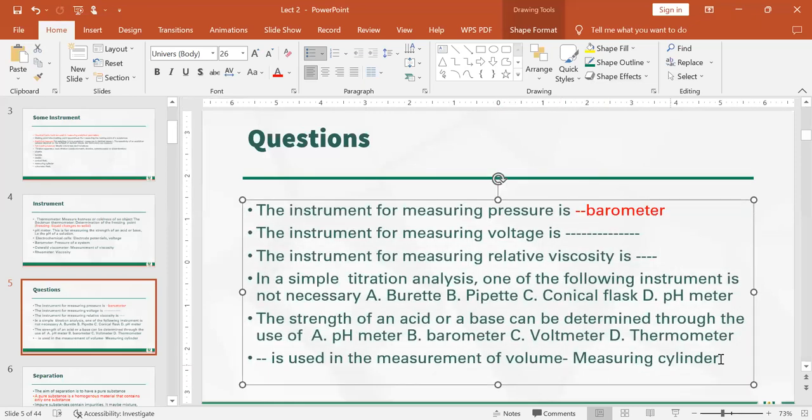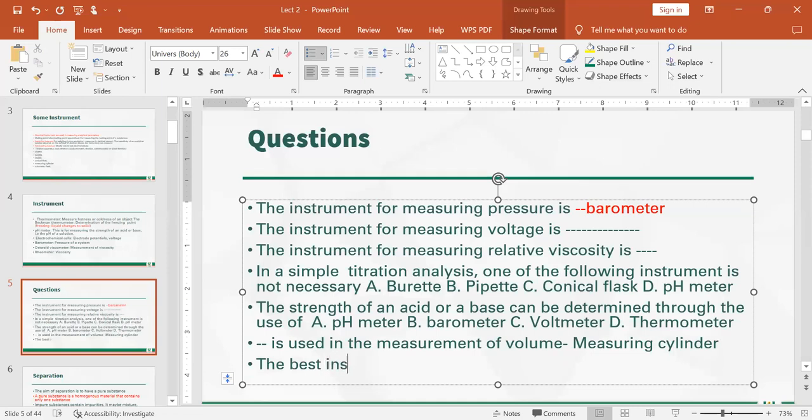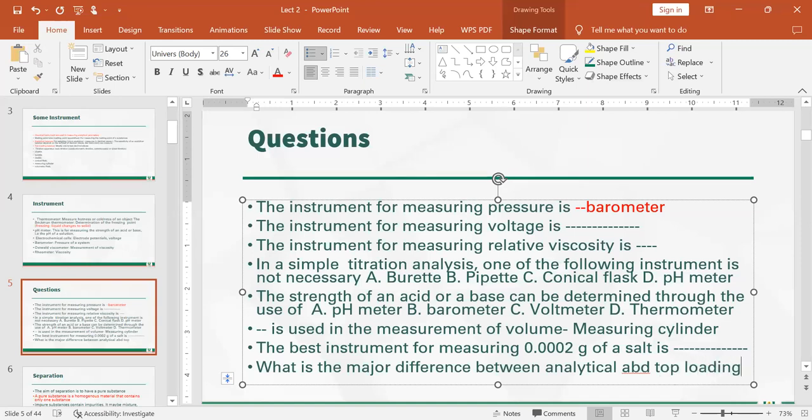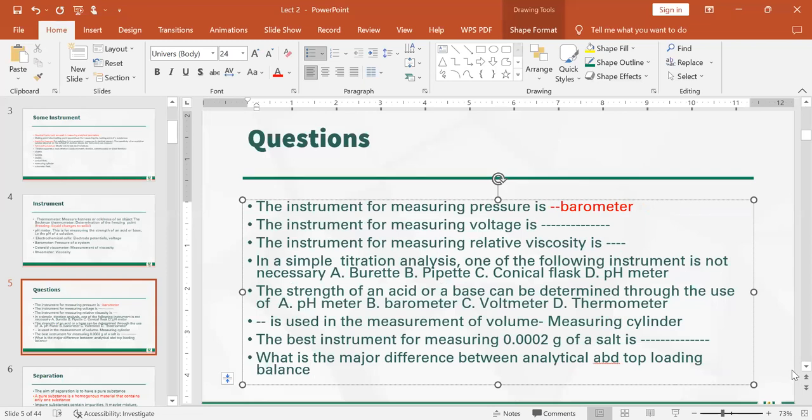So now let's look at one other question that can also refresh your memory. The best instrument for measuring 0.0002 grams of a salt is the analytical balance, because the number of decimal places is higher. So what is the major difference between analytical and top loading balance? What's the major difference between analytical and top loading balance?